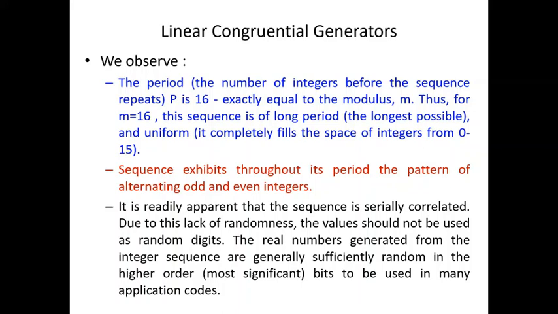If the time period is so small, generally we don't consider it. The real numbers generated from the integer sequence are normally sufficiently random in the higher order bits. So if I represent these 16 numbers as a 4-bit pattern and consider the MSB, there we can see it is a little more random than the LSB.